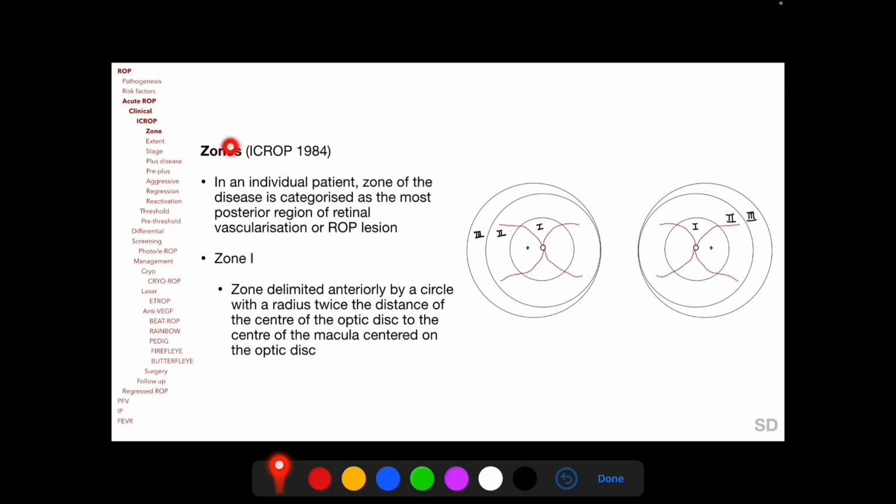The zones of the disease were described in the initial edition of ICROP, and in an individual patient, the zone of the disease is categorized as the most posterior region where retinal vascularization is visible or ROP lesion is detected. We will be describing the ROP lesion when we discuss the stages of the disease. So zone 1 is a zone delimited anteriorly by a circle centered on the optic disc, with the radius of the circle being twice the distance from the center of the optic nerve head to the center of the macula.